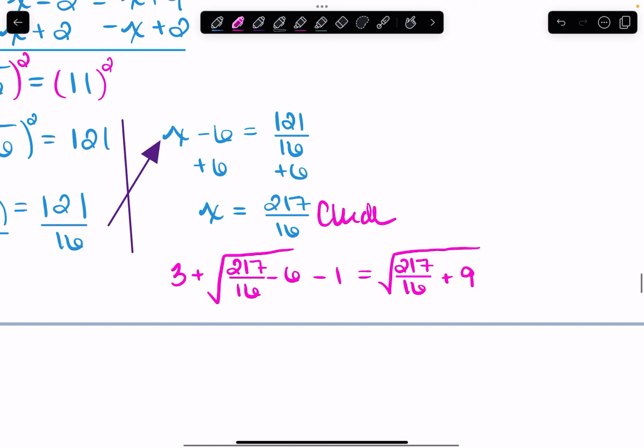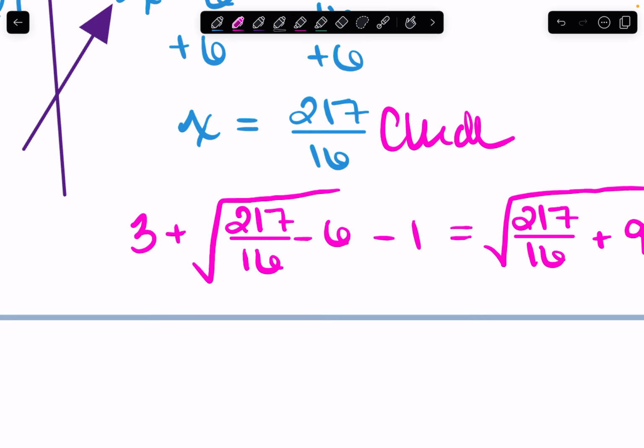Okay. So, handy dandy little calculator. We've got our 217 over 16. We're taking 6 away. I'm starting on the left. Then we are going to square root that. That's going to give us 11 over 4. We are taking 3 plus that minus 1. So if we use our calculator, that's going to give us 19 over 4.